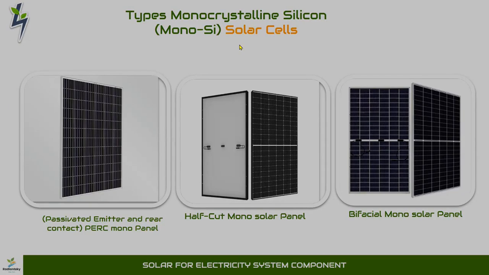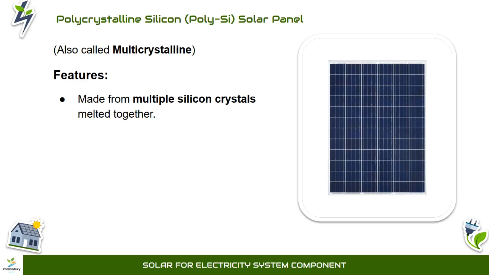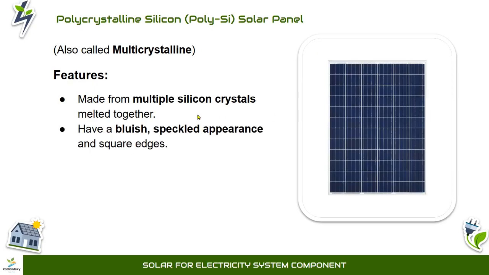Now let's look at the other type of solar panel. We have polycrystalline silicon solar panel. You can also call it multicrystalline solar panel. How is this one made? How do you identify this? Polycrystalline is made up of multiple silicon crystals melted together. The way this one is built is that you can have multiple different types of silicon materials, and they melt them together to form this. If you look at how you identify it, you see that it's bluish, and it also has a sparkled appearance.